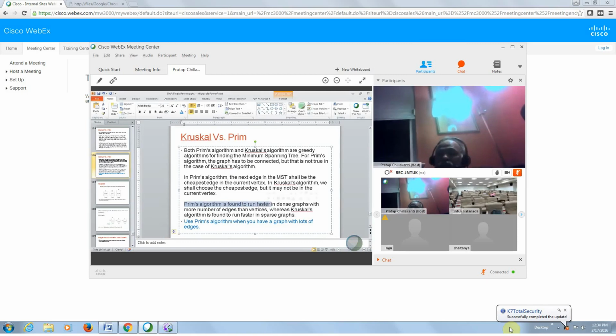Dense graphs. What is a dense graph? Meaning you have a lot of edges. If you have, let's say, a fully connected network, it's a very dense graph, right? So in those cases, Prim's algorithm runs faster, whereas Kruskal runs faster if it's a sparse graph, meaning the number of edges is less. So rule of thumb, if the question comes, which one will you use, for a graph with lots of edges, you would use Prim's algorithm.